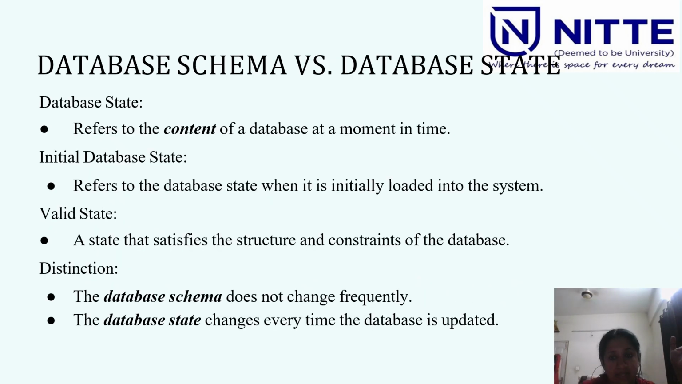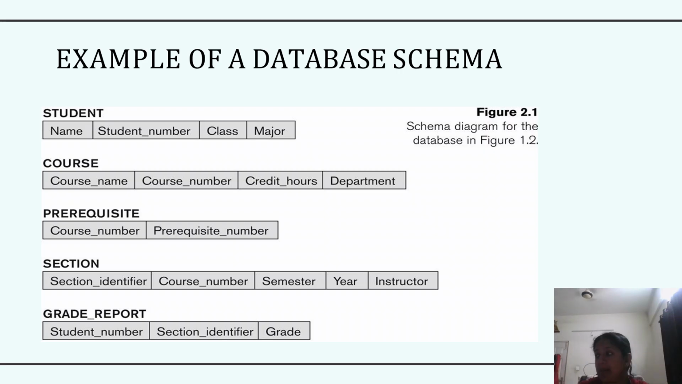Database schema versus database state. Database state refers to the content of a database at a moment. So this is an example of a database schema: student with name and student number, class and major. Then course with course name, course number, credit hours and department.